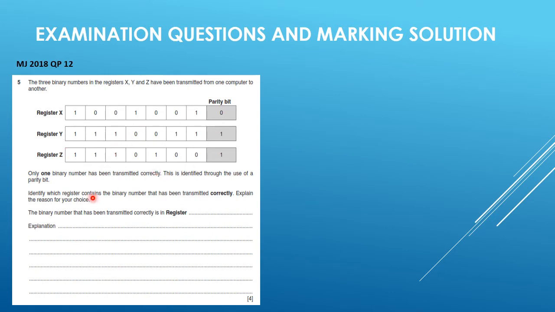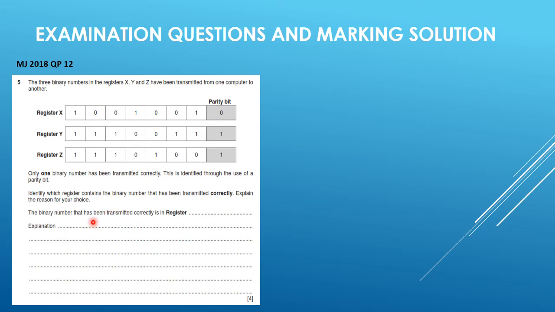Only one binary number has been transmitted correctly. This is identified through the use of a parity bit. You can see the parity bit is set at the end of this register. Identify which register contains the binary number that has been transmitted correctly. Explain the reason for your choice.